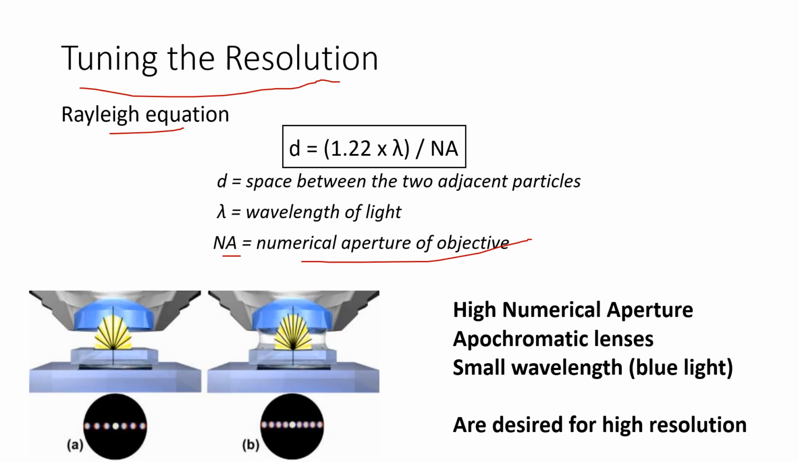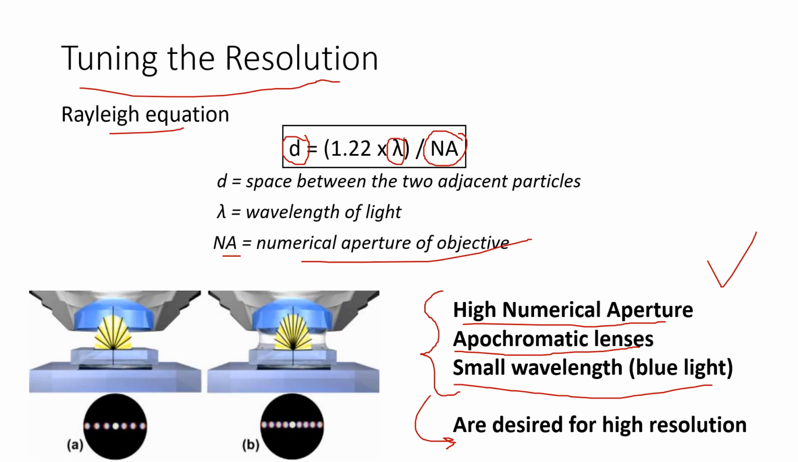So what is numerical aperture? It basically tells you how much light can be gathered through the objective, the angle at which it can accept the light. As you can see from this formula, we want a smaller value of D for greater resolution. A smaller value of D means we need a smaller lambda value and a higher numerical aperture value. So a combination of these three is able to produce a high resolution image. We need a high numerical aperture, apochromatic lenses, and small wavelength, usually a blue light source. These three can give you well resolved images, but these are not alone. There are many other factors that can influence the resolution, but yes, these three are the main ones.